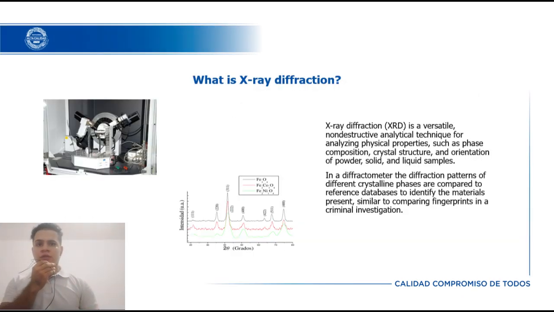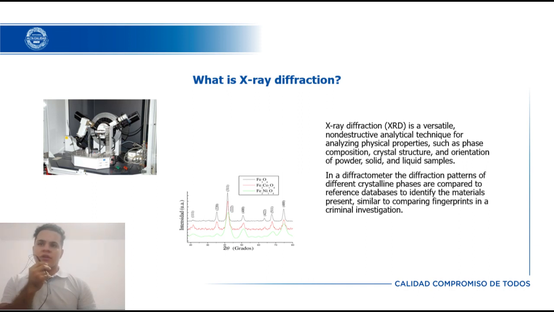Therefore, material researchers use XRD to analyze a wide range of materials, from powders to solids, thin films, and nanomaterials. What is X-ray diffraction? X-ray diffraction, or XRD, is a versatile, non-destructive analytical technique for analyzing physical properties such as phase composition, crystal structure, and orientation of powder, solid, and liquid samples. In a diffractometer, the diffraction patterns of different crystalline phases are compared to reference databases to identify the materials present, similar to comparing fingerprints in a criminal investigation.